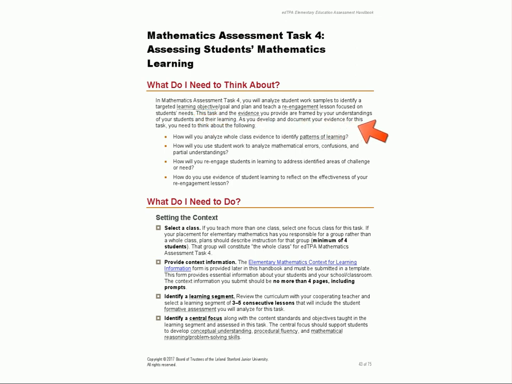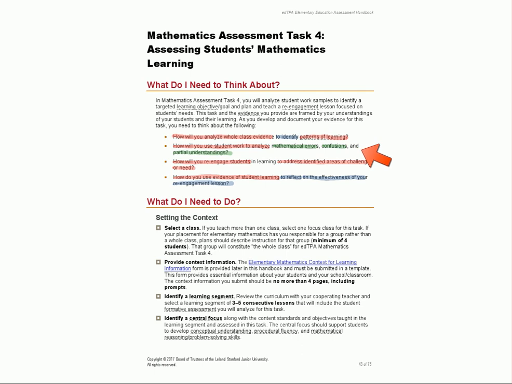This task and the evidence you provide are framed by your understandings of your students and their learning. As you develop and document your evidence for this task, you need to think about the following. So let's take a look at this bulleted list here. You will need to think about how you will analyze whole class evidence to identify patterns of learning. Patterns of learning is a phrase, a way of thinking about the analysis that you will need to hold on to, and I'll talk about that more in depth in a moment.